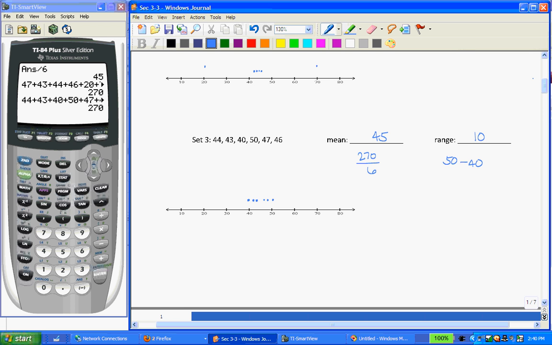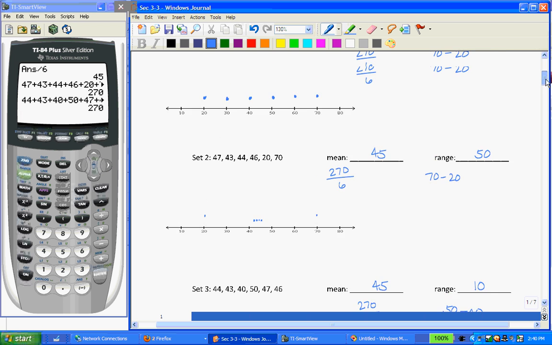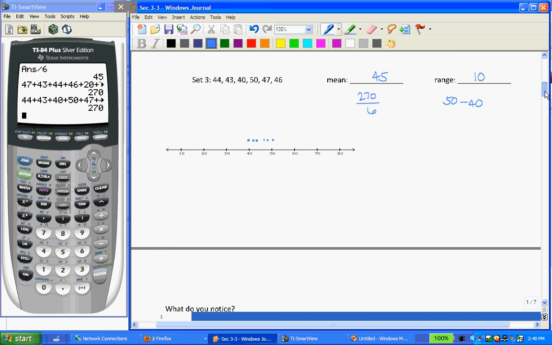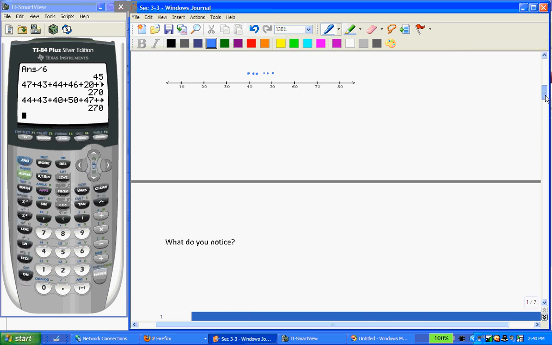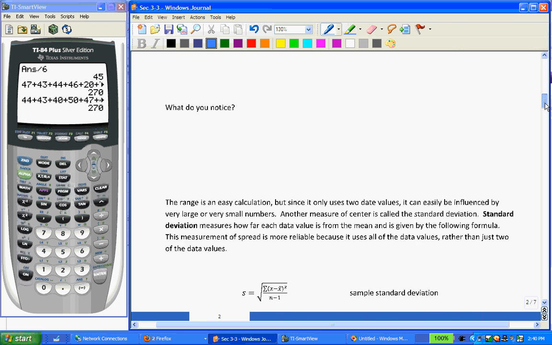So basically, the mean is not enough information about a data set. As you saw, we had 3 different sets all with the same mean, and they look quite different. Even the range is not quite enough. It tells us a little bit more, but we had 2 sets with the same range, and they're very, very different. So we want to explore measures of variation a little bit more.